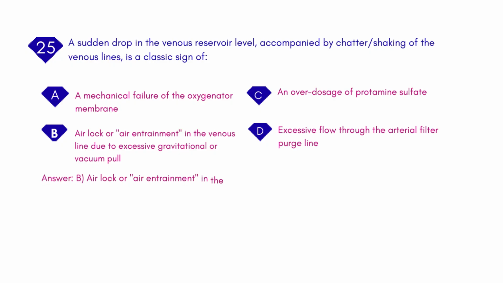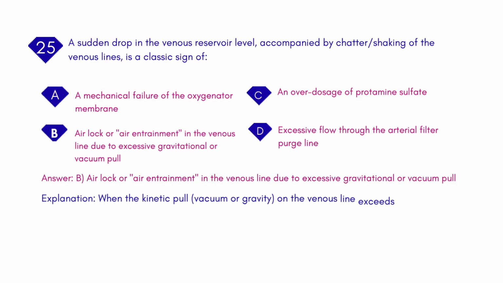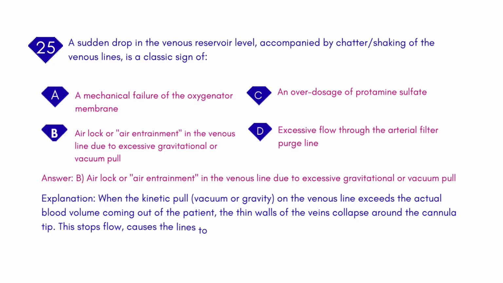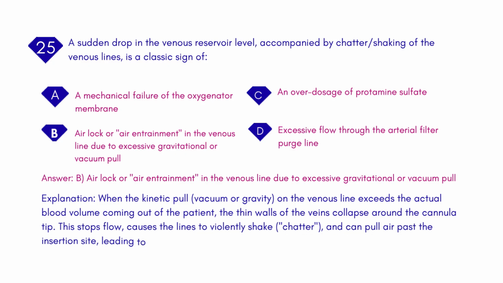Answer: B. Air lock or air entrainment in the venous line due to excessive gravitational or vacuum pull. Explanation: when the kinetic pull, vacuum or gravity, on the venous line exceeds the actual blood volume coming out of the patient, the thin walls of the veins collapse around the cannula tip. This stops flow, causes the lines to violently shake, chatter, and can pull air past the insertion site, leading to an airlock.